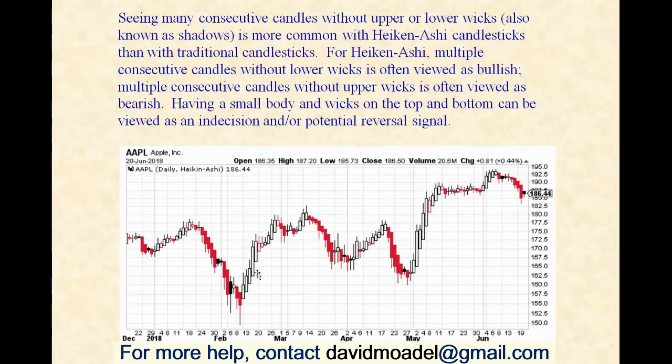I see 1, 2, 3, 4, 5, 6, 7, 8, 9, 10, 11 consecutive candles with no, or, well, I see a tiny one here, but no or almost no lower wick. They all have upper wicks, but no lower wick. That's something you're not going to see very often with traditional regular candlesticks, that many in a row that look like that. All right, and that's often construed as bullish.